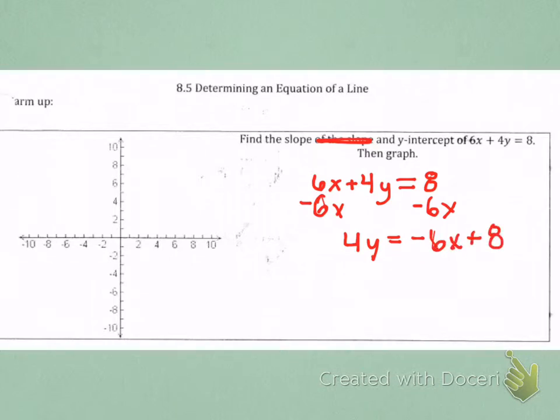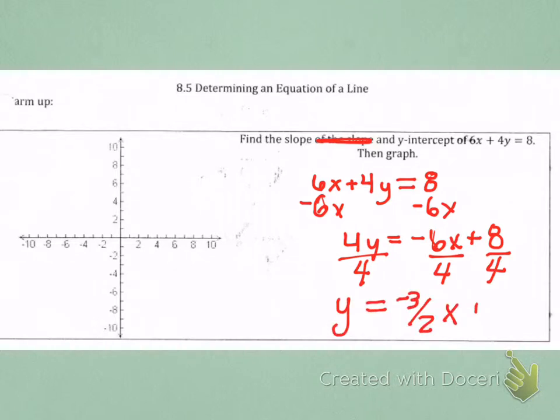Now I write the negative 6x as the first term on the right because I want it to be in the y equals mx plus b form. So I want the x term to come before the constant. And then I'm going to divide all the terms by 4 to get the y by itself. Then I reduce the fractions. But I am going to leave that coefficient of x as a fraction so that it's slope, rise over run, instead of changing it to a mixed number.